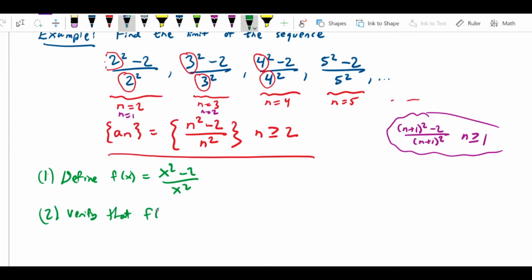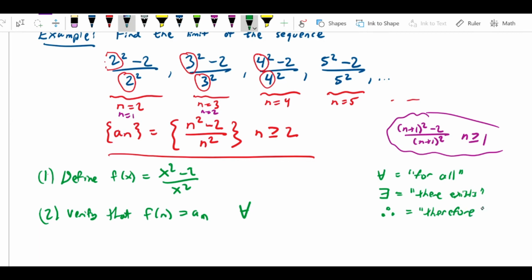that f of n equals a_n for all. I'm going to use mathematics actually. An upside down A means for all. It's an important term in mathematics. You should learn how to use that. A couple of terms, by the way, that you should know. Upside down E backwards means there exists, and then of course we've learned this one, therefore. This three dots is therefore.